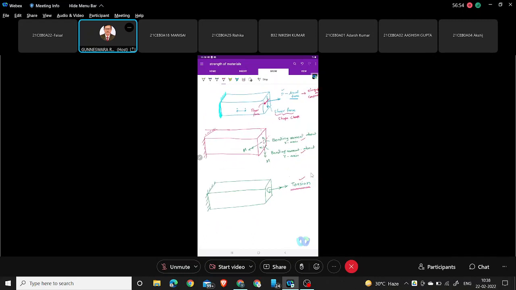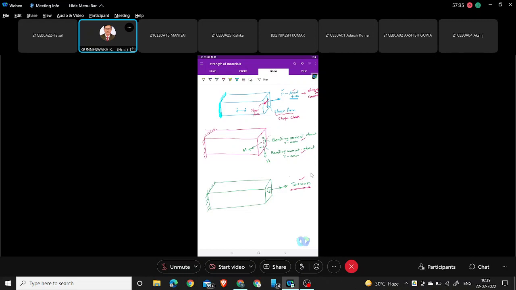See, these are the only six possibilities of applying a force on a body. There is no other way of applying any other force. Whatever happens to the body, if you subject the body to rise in temperature, or if a body is subjected to shrinkage, we will convert that into a force like this. Whatever the external agency that will cause disturbance to the structure, we will convert them into any of these forces and we handle the problem.